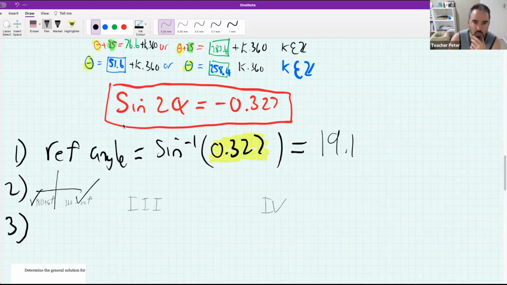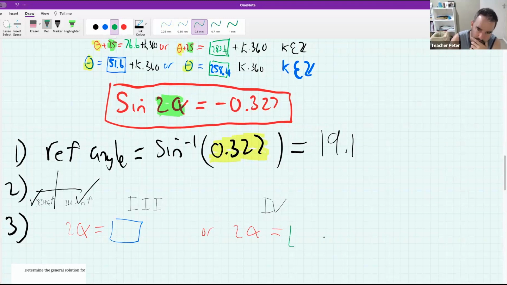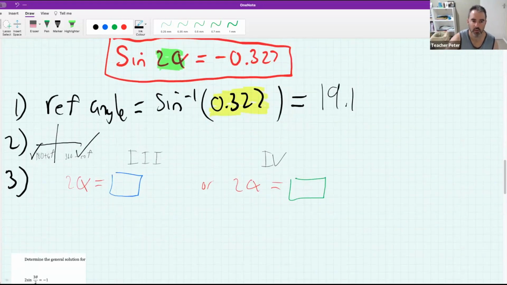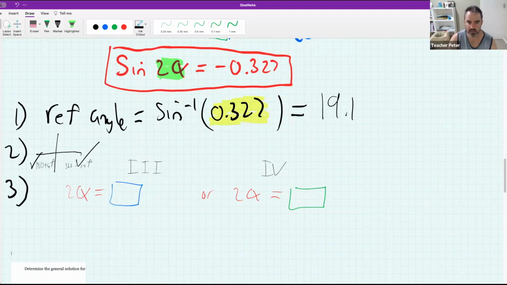But this is where I need to unlock this 2 alpha thing. So I'm going to write down 2 alpha equals, or 2 alpha equals. And I'm going to say again, what goes in the blue box, what goes in the green box? And you let me know in the chat.